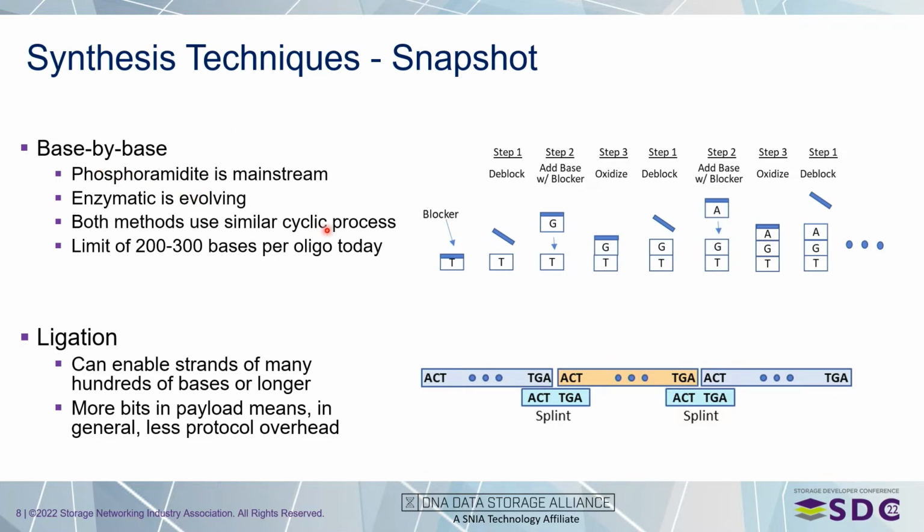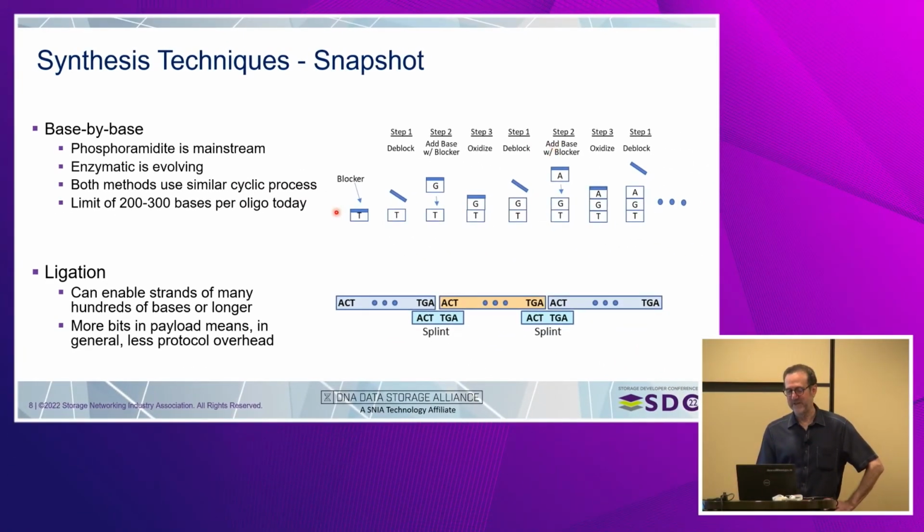We build a molecule one base at a time in a cyclic process. We start with a single base with a blocker on it. We deblock it. Then we add a new base that has a blocker on it, and then oxidize to solidify things, and then we start again. So very, very simplistically, we build molecules base by base. And with either of these, phosphoramidite or enzymatic, the limit today is about 200 to 300 bases in an oligo. If you go beyond that, you start getting too many errors.